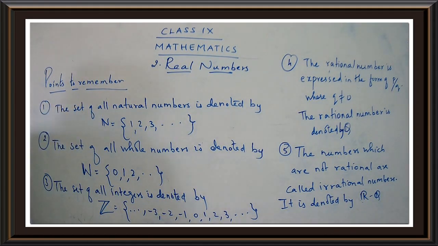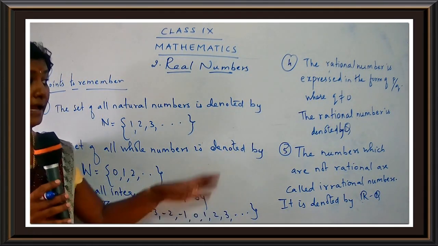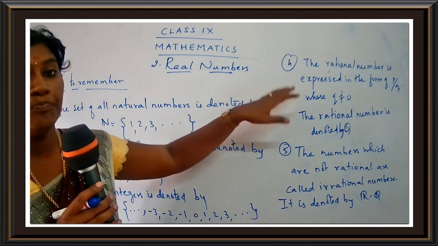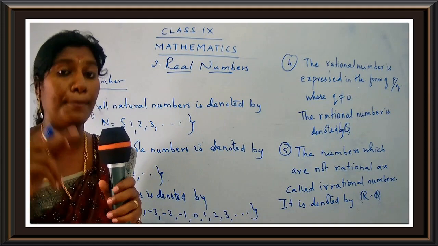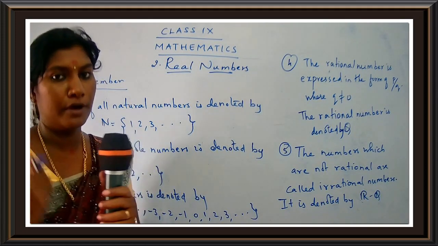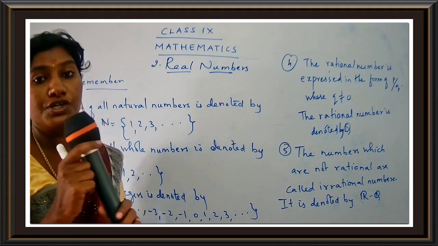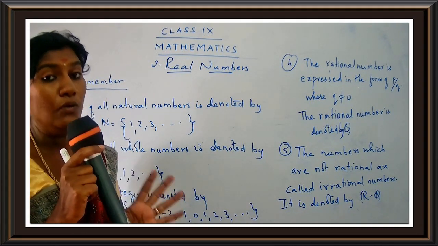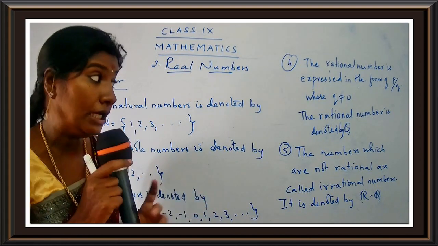You know about the natural numbers, which start from 1. We know about the whole numbers, which start from 0. And we know about the integers, which include 0 and take the positive values as well as the negative values. And what is a rational number? Rational numbers are numbers which are expressed in the form p upon q, a numerator upon a denominator. Only one condition is to be followed: the denominator should not be equal to 0. We should never have 0 in the denominator.